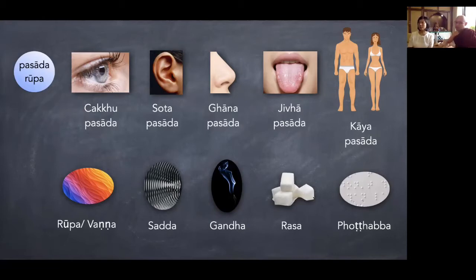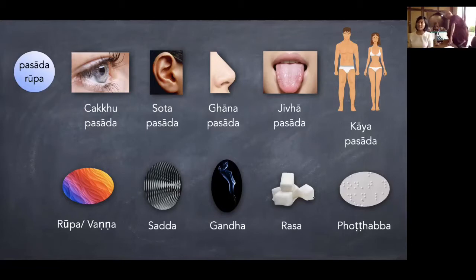Photthabba, in terms of Pali grammar, is a future participle of the word phas. It is connected with phassa, connected with touch. Touch, something that we have contact with, phassa. So it is changed in form from phassa. So it's something that should be touched. Can be touched. So a characteristic of matter that can be perceived by the touch. Yes. So or the contact.